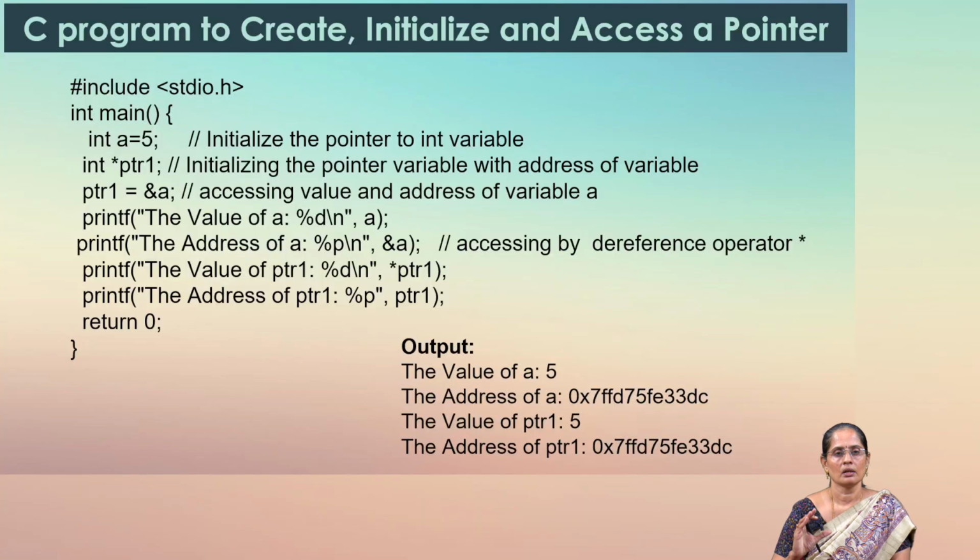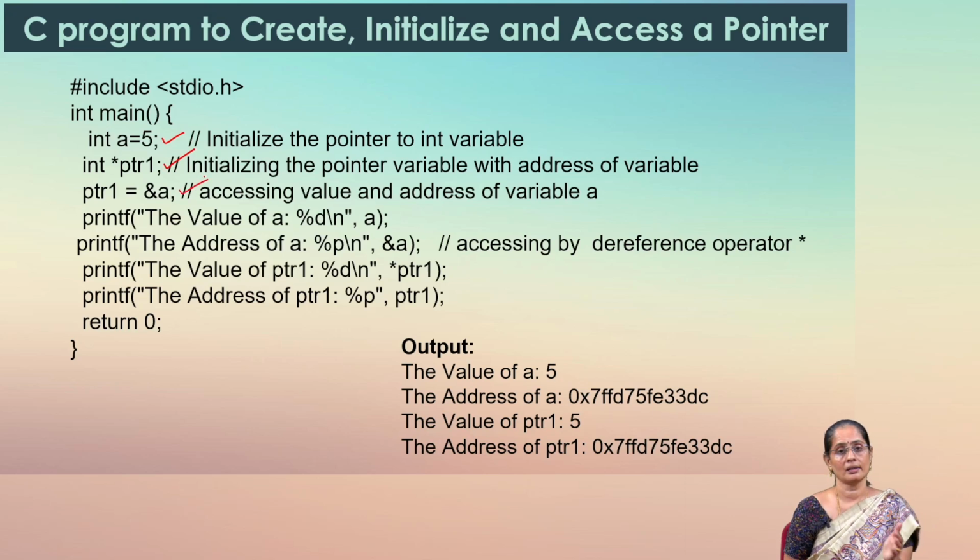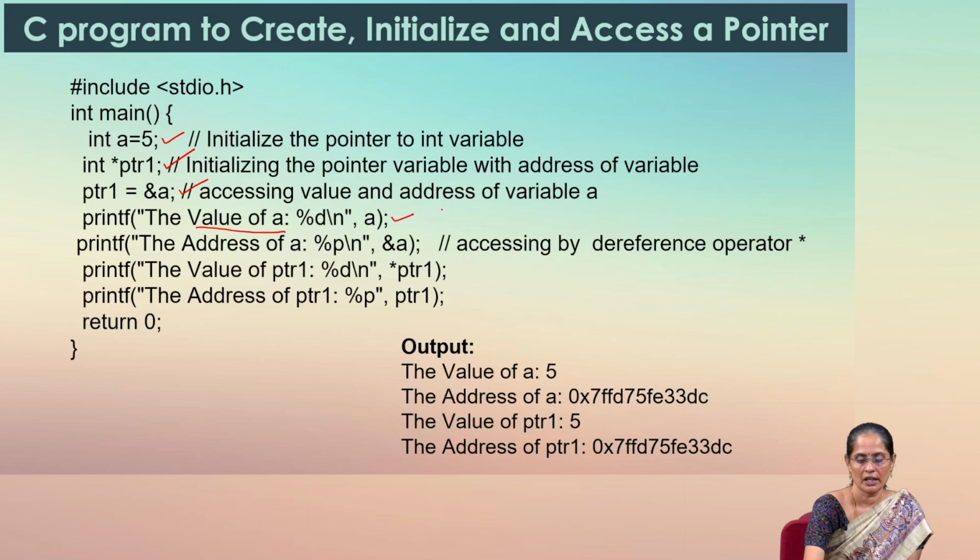So, we will see as a whole a program to create, initialize and access a pointer. So, we will take the same example of having the same name for the variable as a equal to 5 and int asterisk ptr pointer variable, initializing the pointer variable, and we are trying to assign the address of variable a to the pointer variable, and if we are declaring the value of a will be 5, right. So, here 5 will be displayed.